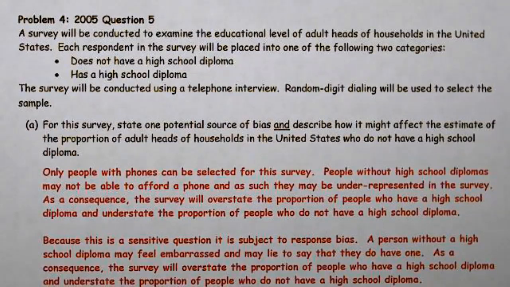There are numerous reasons. I'm giving 2 here, but they're numerous. Only people with phones can be selected for the survey, obviously, because they're using a phone interview. People without high school diplomas may not be able to afford a phone and may be underrepresented in the survey. As a consequence, the survey will overstate the proportion of people who have a high school diploma and understate the proportion of those who do not have a high school diploma. So how is bias introduced? Because people without high school diplomas may not have a phone, so they're underrepresented. That's how it's introduced. Consequence, it overstates those who have diplomas and understates those who don't.